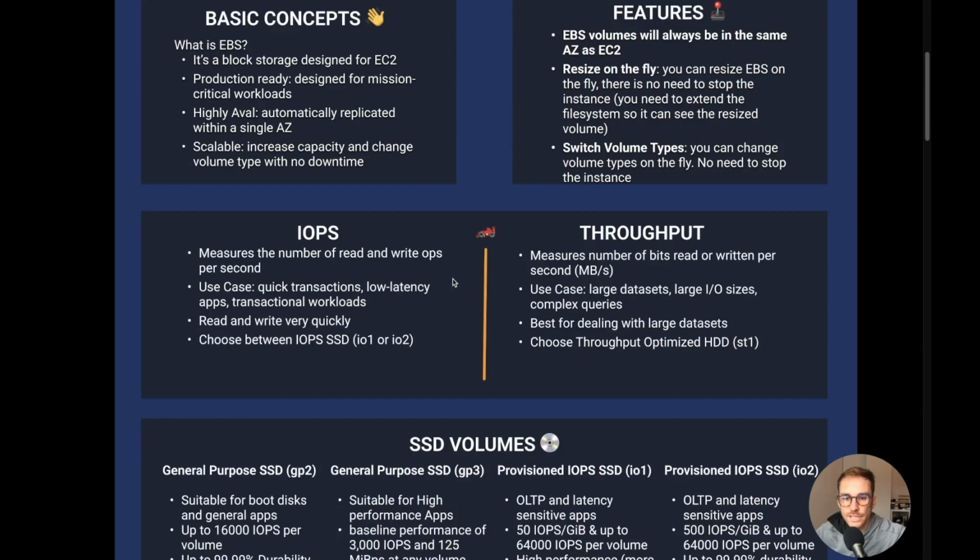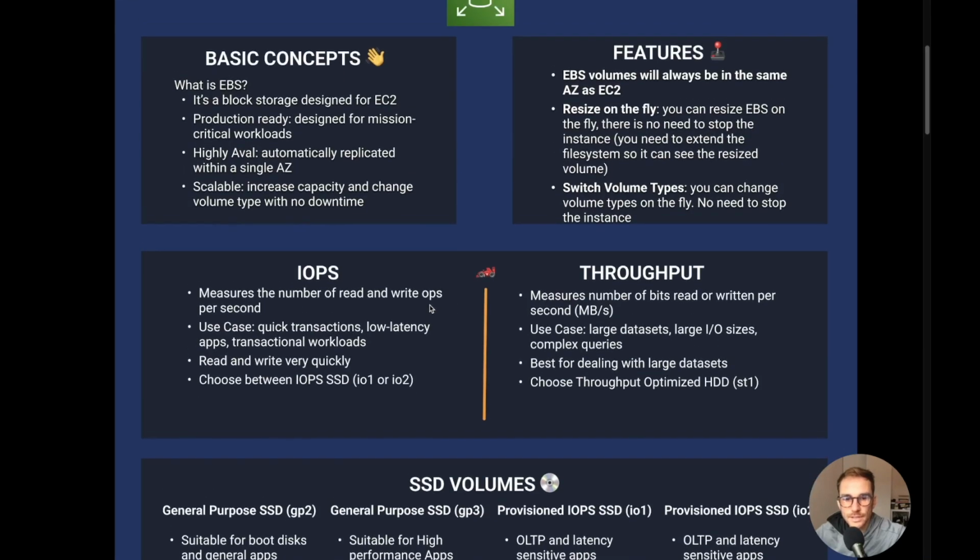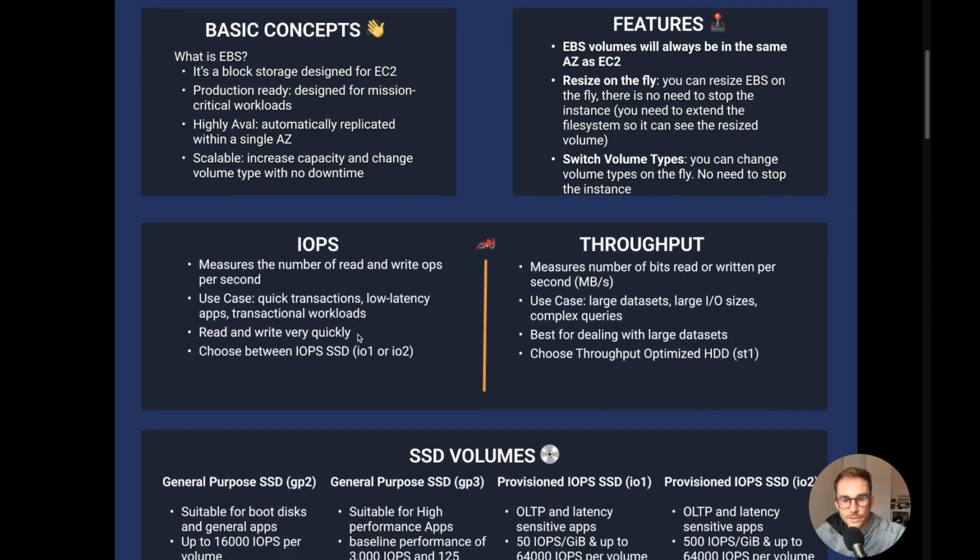So before we continue, let's refresh our minds with the concept of IOPS and throughput. IOPS measures the number of read and write operations per second. The use case for this is quick transactions, low latency apps and transactional workloads, when basically you need to read and write very quickly. Usually you will choose between provisioned IOPS SSD, which is IO1, IO2. And we're going to go through the SSD volumes in just a minute.